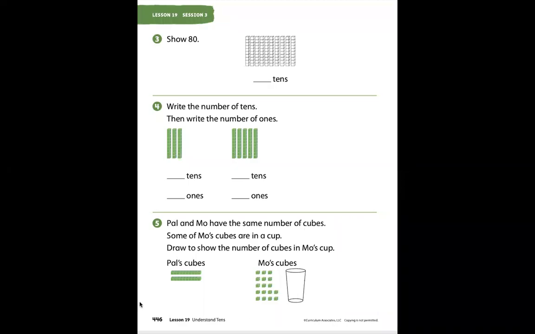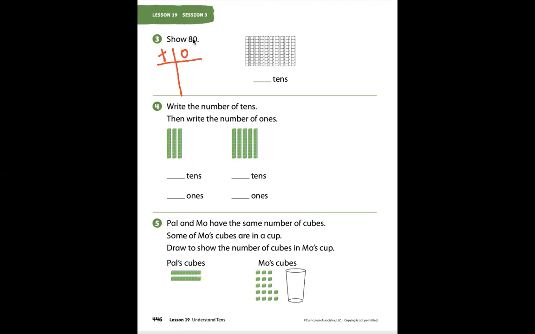Lesson 19, Session 3, page 446. Show 80. So we are getting a good understanding. We are learning and having a good understanding of tens and how they are related, looking at place value. Here we have tens and we have ones.